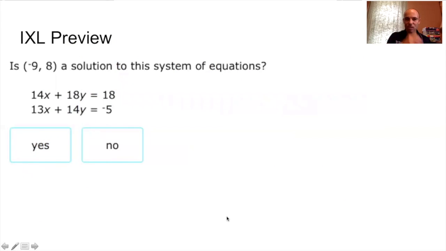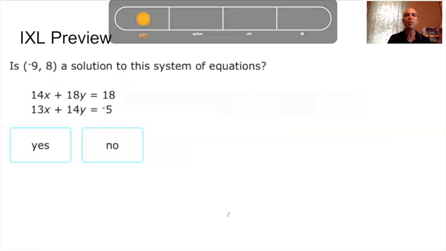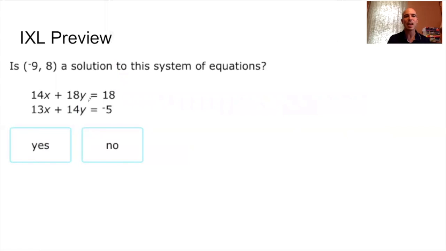Okay. All right. So IXL preview, right? Part of your homework for tonight will be IXL, as it always is. All right. And this first one is just going to ask you, is this a solution? Right? So to be a solution, what that means is it has to satisfy both equations, right?